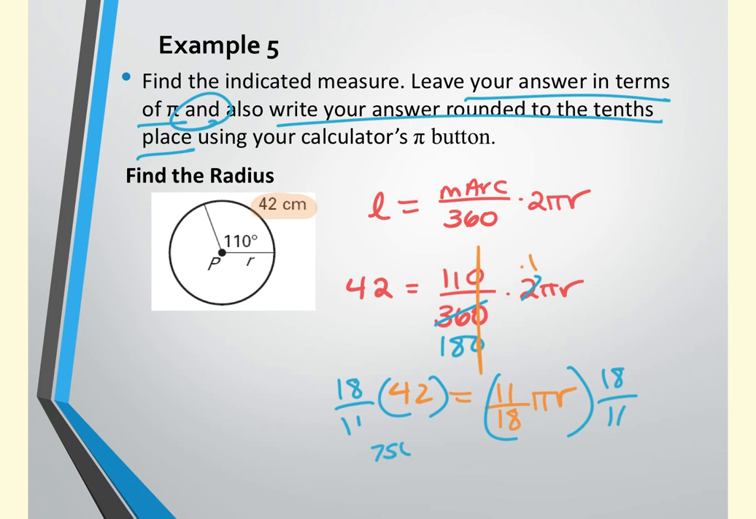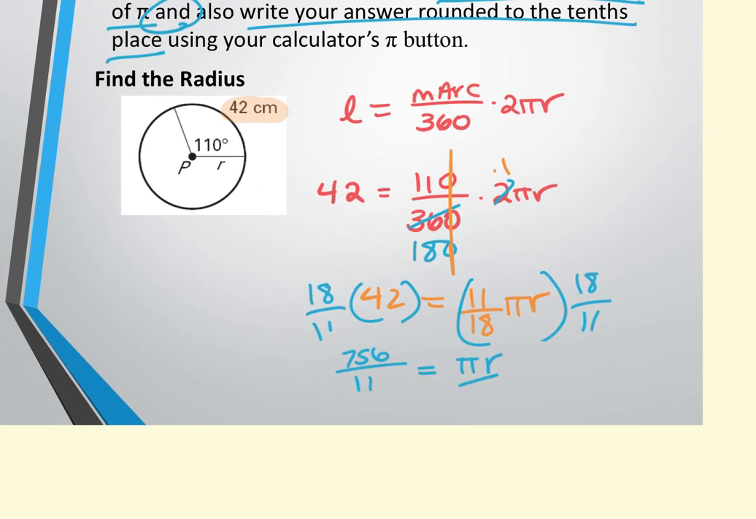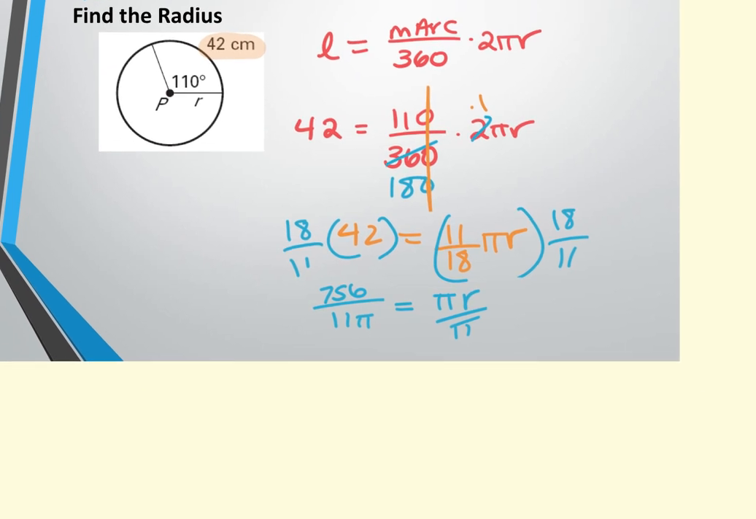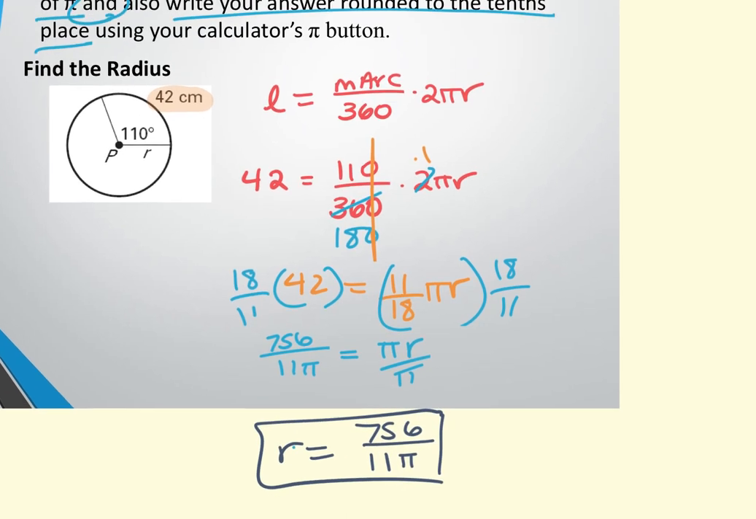So this is 756 over 11 equals pi r, and then I'd have to divide both sides by pi, so pi is going to go on the bottom. So r equals exact 756 over 11 pi. That would be the exact format. And then 756 divided by 11 times pi in parentheses, because I need it to be grouped. 21.8. Said round to the nearest tenth again? Yeah. So 21.9.